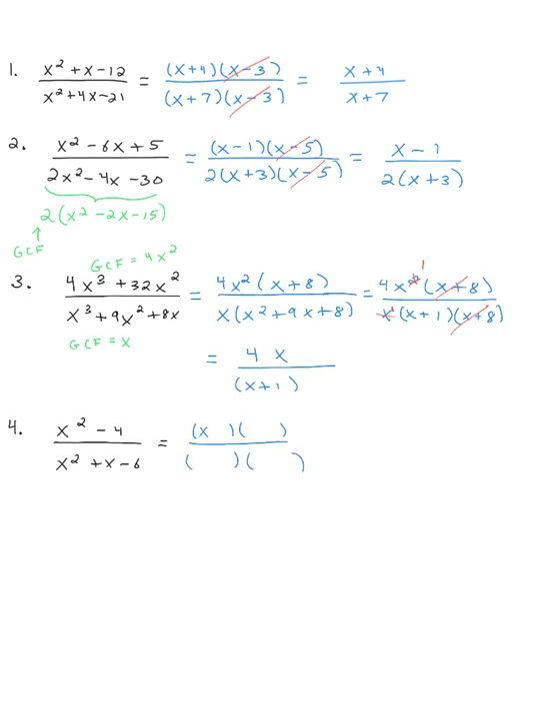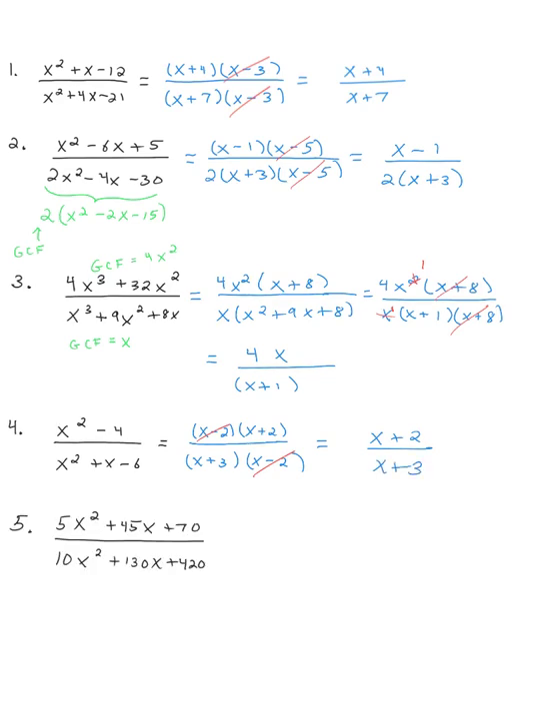The numerator is a difference of squares, meaning you're going to have a minus and a plus. Negative and positive 2 multiply to negative 4, but they sum to 0, which is why there's no middle term. For the denominator, I have x plus 3 and x minus 2. Okay, my factors of x minus 2 cancel, and I'm left with x plus 2 divided by x plus 3.